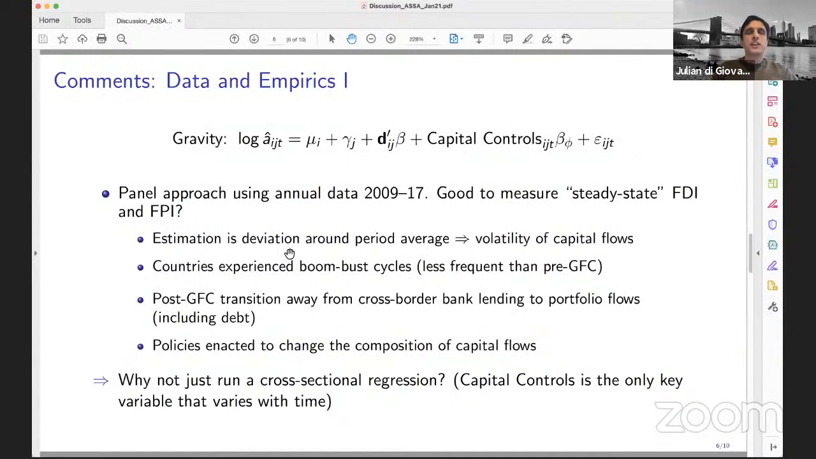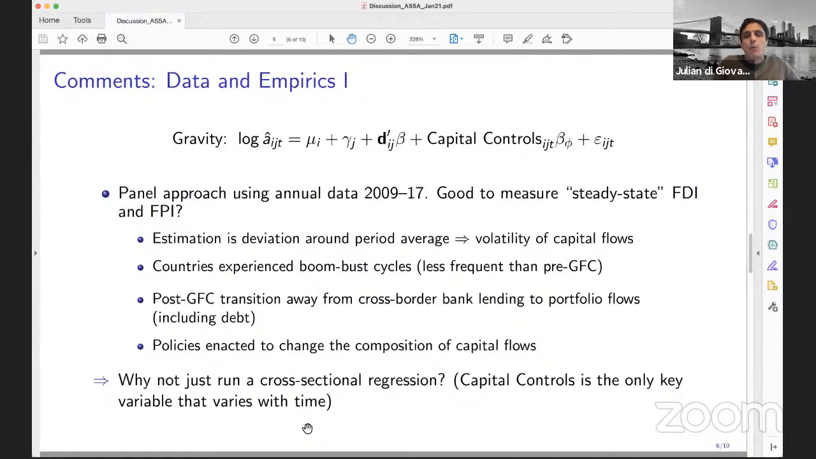But moreover, over this period, countries have experienced boom-bust cycles, perhaps less frequent than pre-global financial crisis. But there's also been a post-GFC transition away from cross-border bank lending to portfolio flows, including debt, as well as policies enacted to change the composition of capital flows.